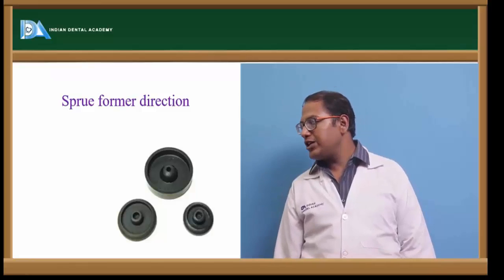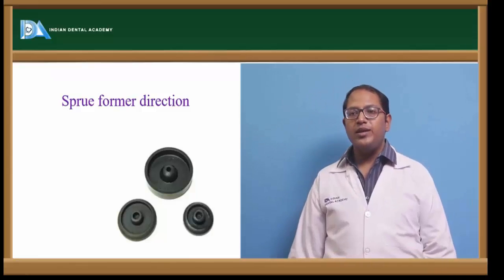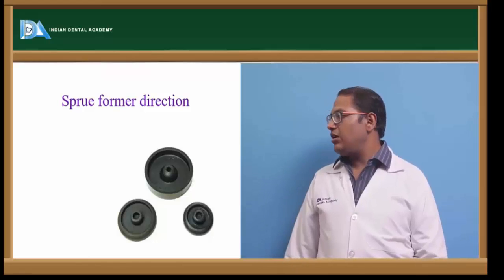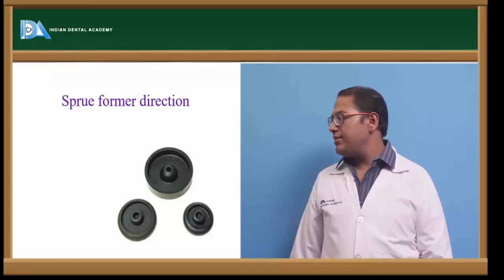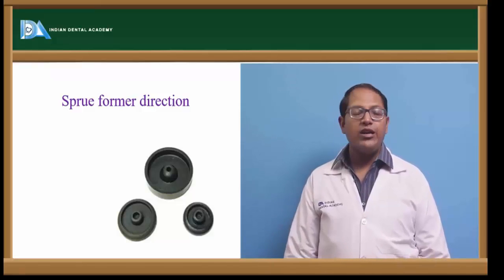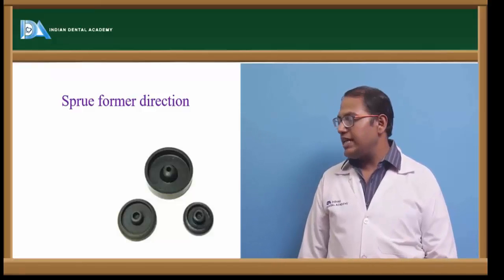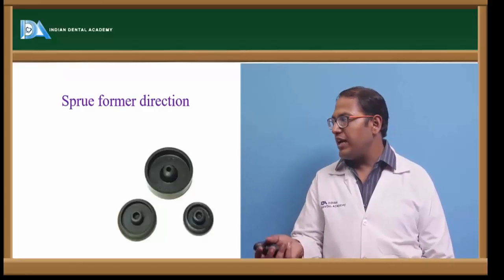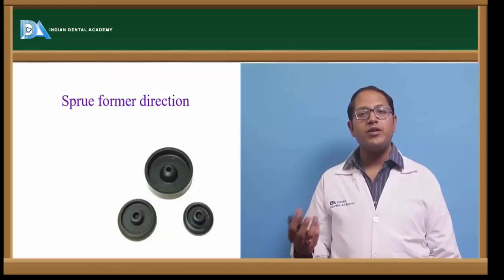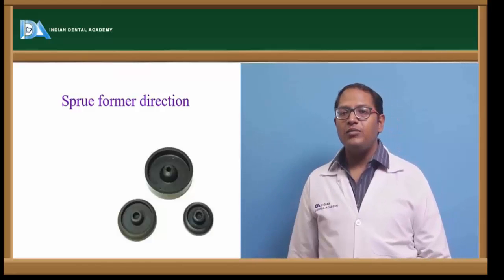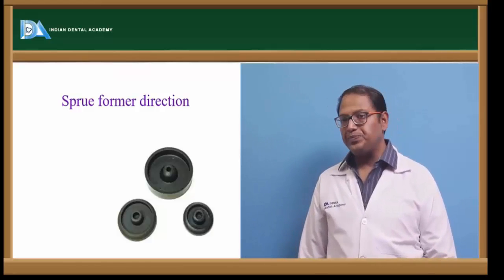The sprue former direction, how should the direction be? It should be directed away from any thin or delicate parts of the pattern, because the molten metal may abrade or fracture the investment in this area. So that should all be away and it should not result in fracture. So that is the reason casting failure should not happen. So it should be as far away from the pattern as possible.